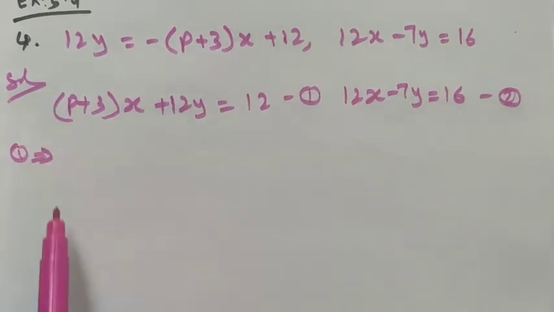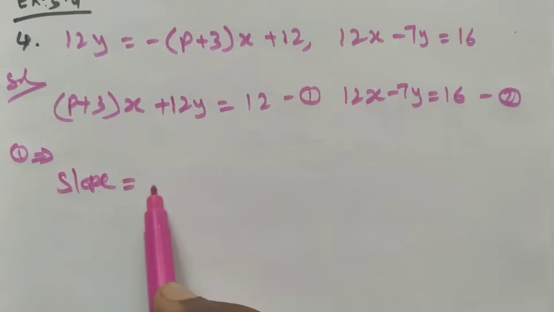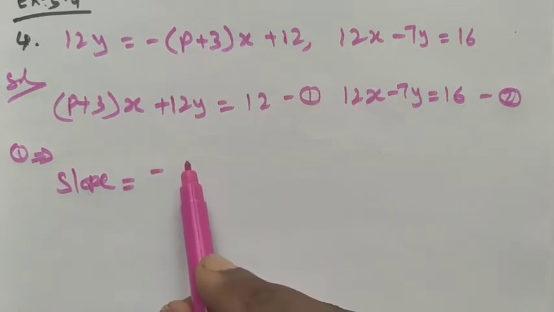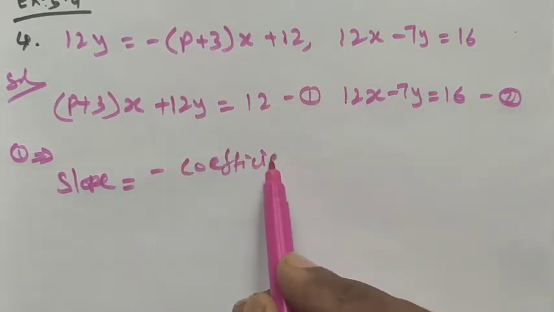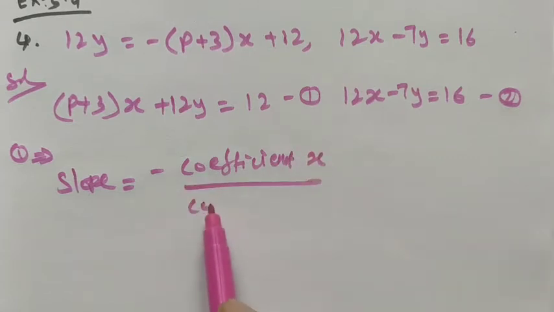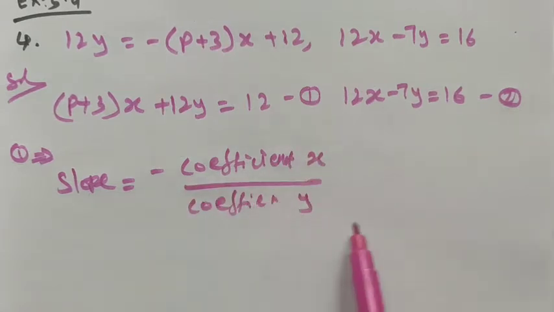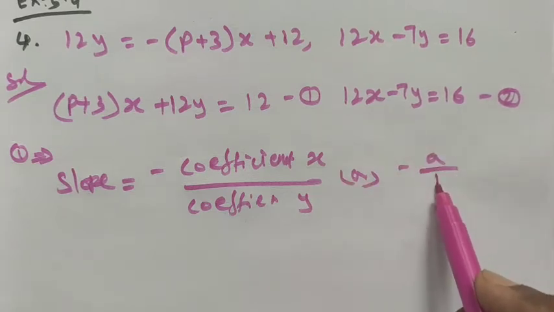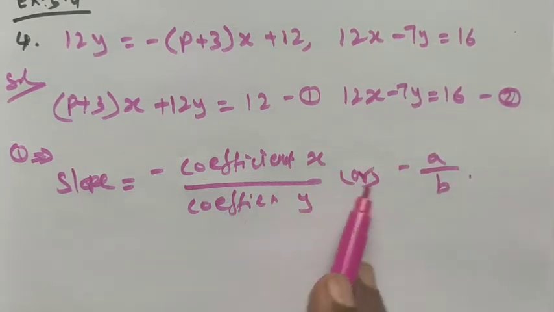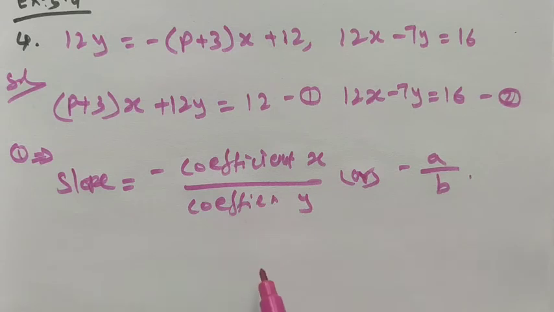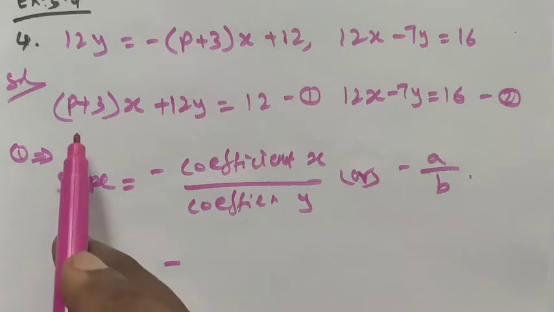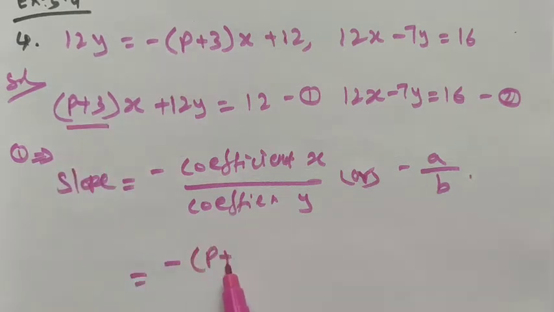From equation number 1, we know the slope formula. Slope is equal to minus coefficient of x divided by coefficient of y, or otherwise minus a by b. Either we can use minus a by b or coefficient of x divided by coefficient of y. Here the formula has minus. What is the coefficient of x? p plus 3, divided by the coefficient of y, which is 12. Let me take this as the slope m1.